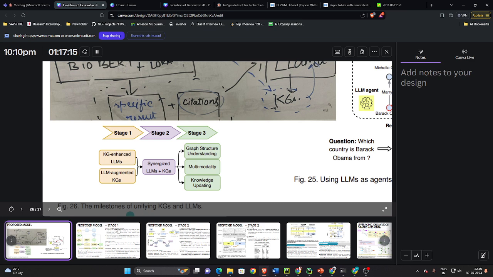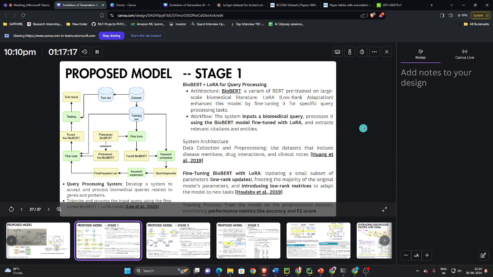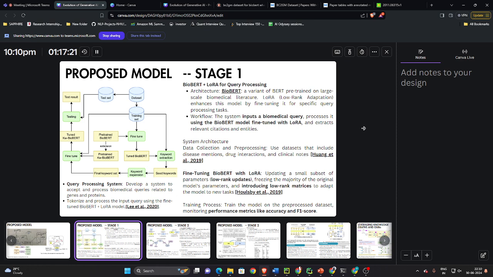If we go to stage 1 of our proposed model, stage 1 was essentially, given a query, BioBert. We pre-train BioBert with our LoRa. Where is your mouse? I cannot see what you are hovering. Can you hold your mouse? So stage 1 is BioBert plus LoRa for query processing. LoRa enhances this by fine-tuning it for a very specific task.